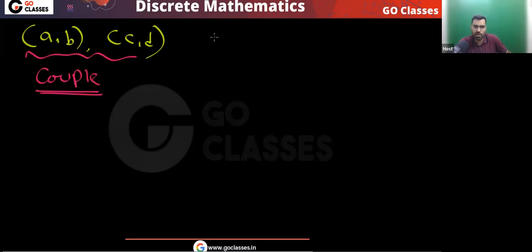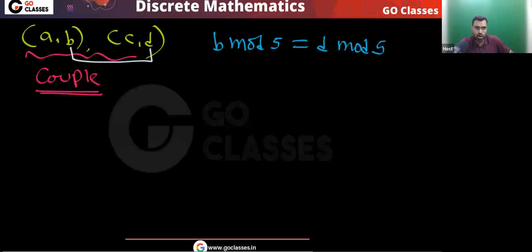This type of couple we want: the condition that B mod 5 is equal to D mod 5. It means they give you the same remainder when you divide by 5. We want this type of couple such that B and D give you the same remainder when you divide by 5.